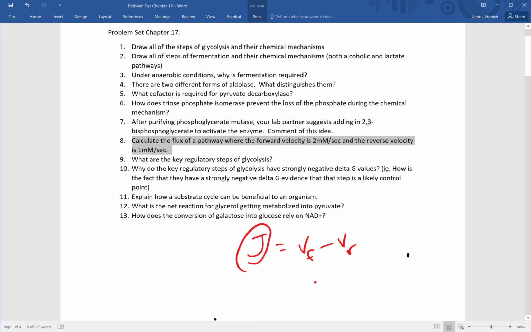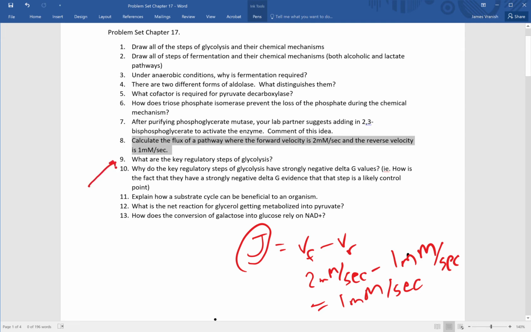So in this case, our forward velocity is 2 millimolar per second, and our reverse one is 1 millimolar per second. So the answer really is just as simple as subtracting those two, and you get a flux of 1 millimolar per second. All right, so that's question number 8.